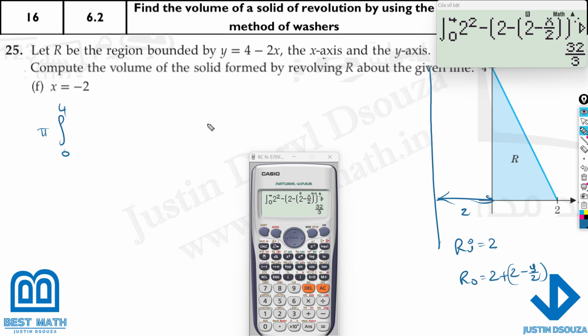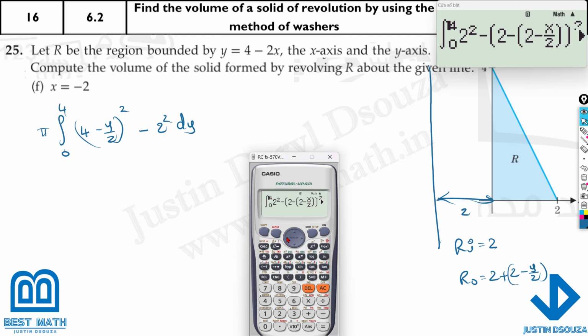What is the outer radius? First we write the outer radius. That will be 2 plus 2. I can write 4 minus y by 2, or your choice. You can write this entire thing, the whole square. Then minus 2 square, with respect to y, dy. Put it in the calculator now. The limits are the same. I'm just going to rearrange it over here.